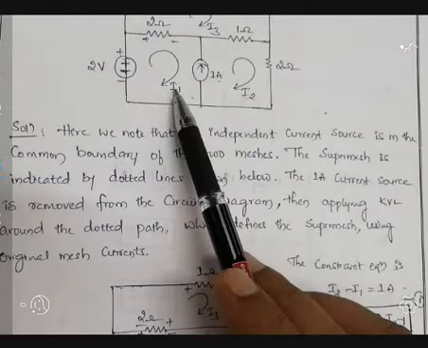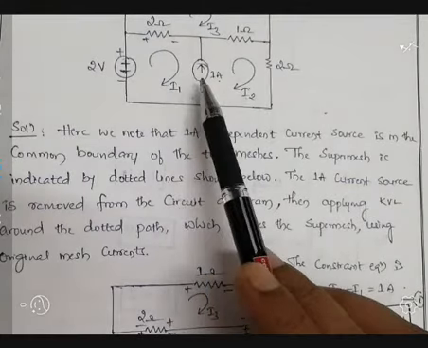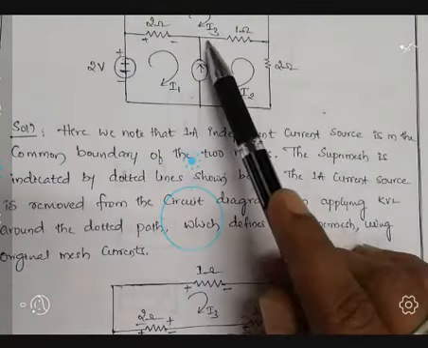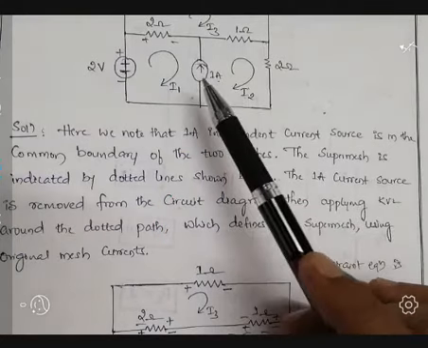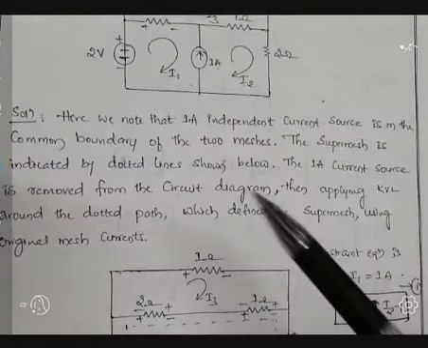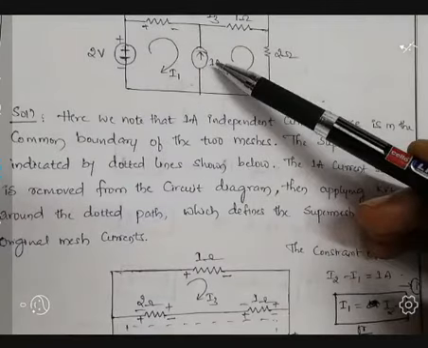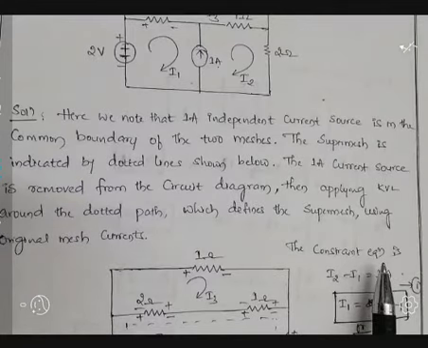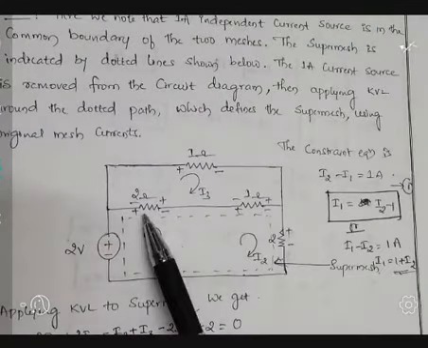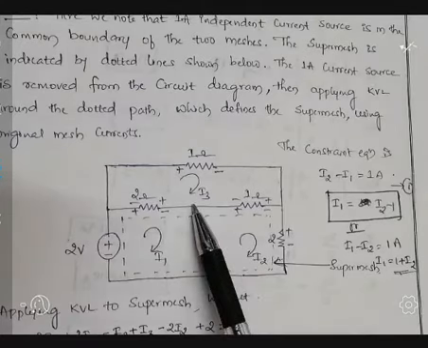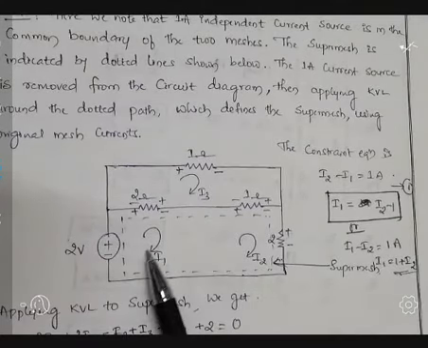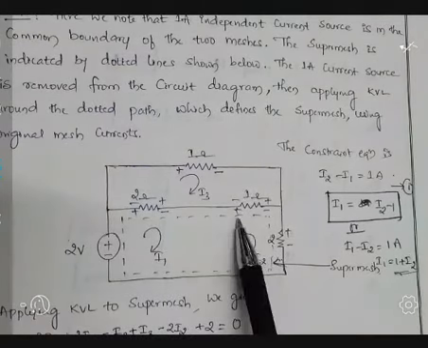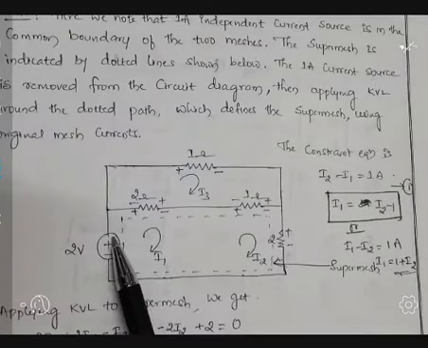So we are not altering any currents. This current is present with respect to this area, and this current is present with respect to this area. We are only removing the branch containing the current source. After removing this branch containing the independent current source, we indicate the super mesh by dotted lines. See, this branch is removed. With this area current I1 is present, with this area current I2 is present. So this dotted line acts as a super mesh.